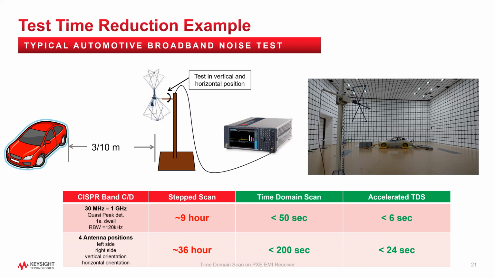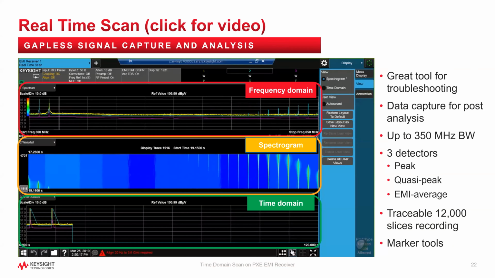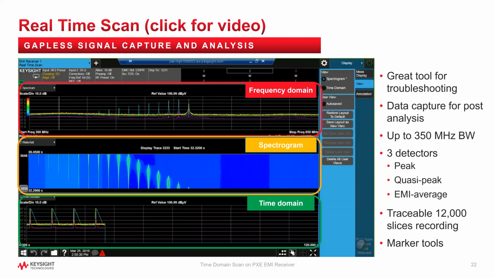But what happens if you have an issue? Well, we have a lot of other tools that can be very beneficial to debugging and actually finding the issue. One of the tools that we have is called the real-time scan. And on the screen, you can see that there's 3 windows, the top, middle, and bottom. At the top, we have the frequency domain. In the middle, we have the spectrogram, and the bottom, we have the time domain.